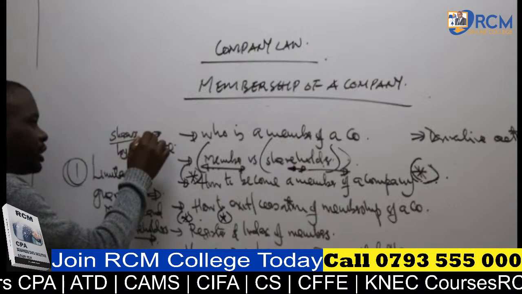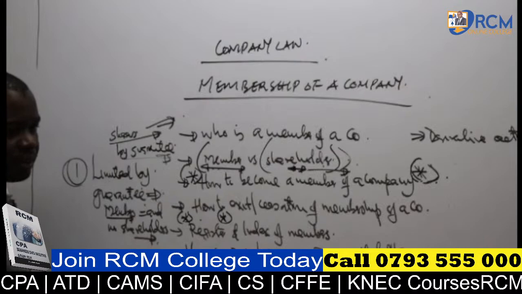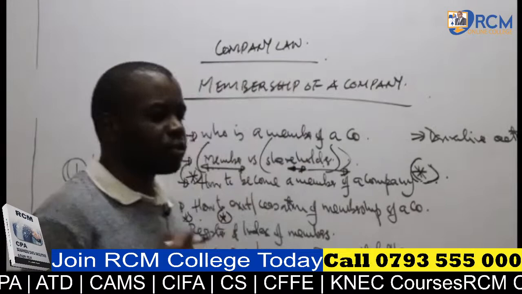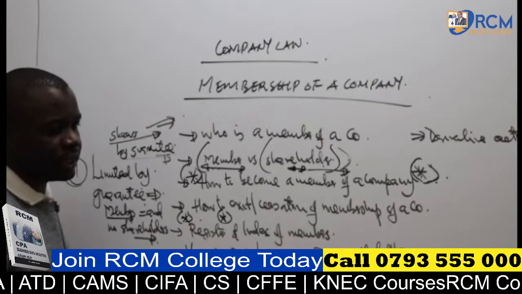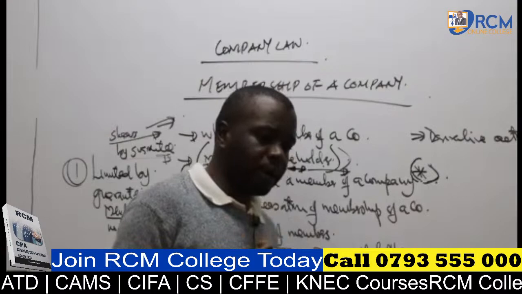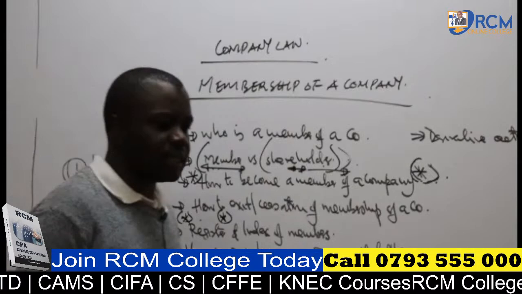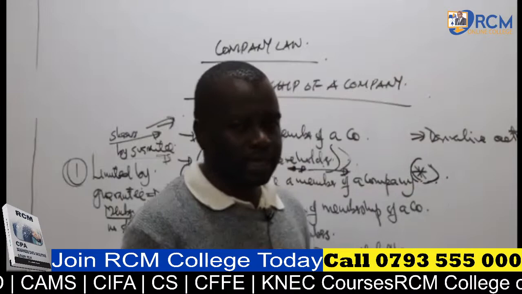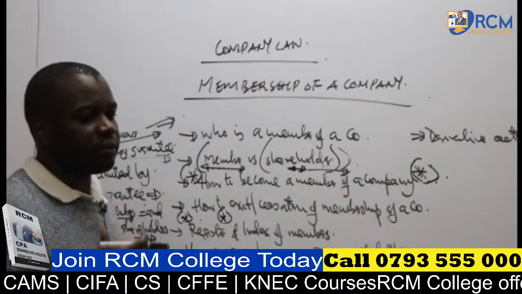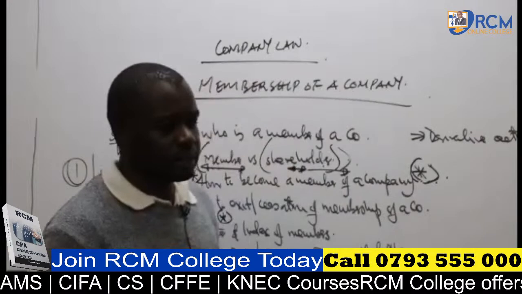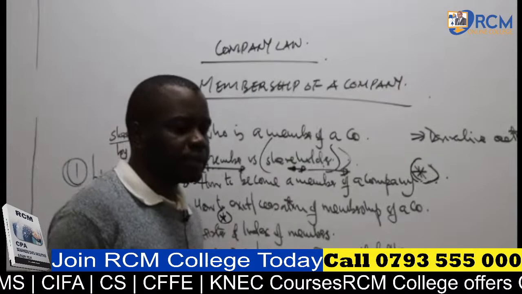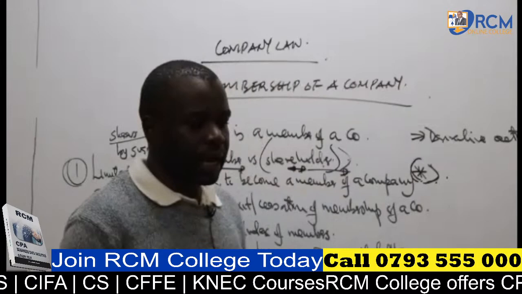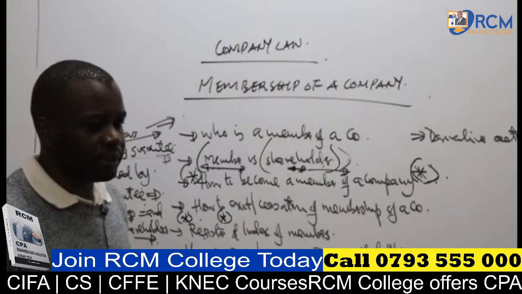A limited company by shares will have share capital, but the one limited by guarantee doesn't have share capital, but only has members who have given assurance as to how much they will contribute towards the assets in case the company is liquidated. They don't have shares in the company. Only on formation, they have given a guarantee that if any time this company ever goes under or is liquidated, they will put in, for example, a certain amount of assets, so that these assets can be utilized to pay the liabilities of the company on liquidation.